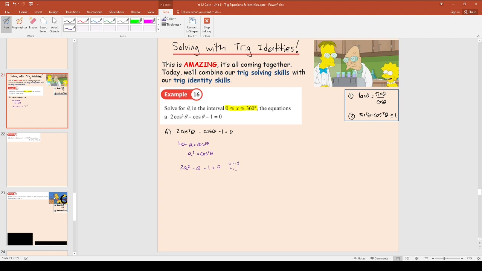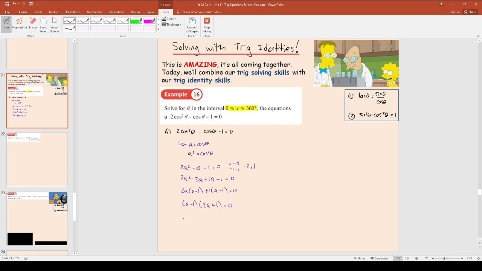So we're looking for two numbers that times to minus 2 and add to minus 1. So those two numbers are minus 2 and 1. So this is going to be 2a squared minus 2a plus 1a minus 1 equals 0. Factorizing the first two, 2a minus 1. Factorizing the second two plus 1, a minus 1 equals 0, which means that we're left with a minus 1, 2a plus 1 equals 0. Cool beans?